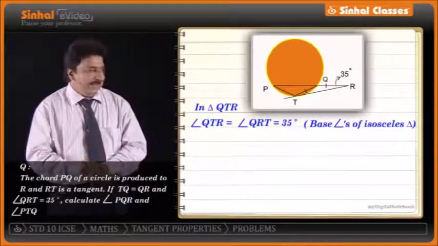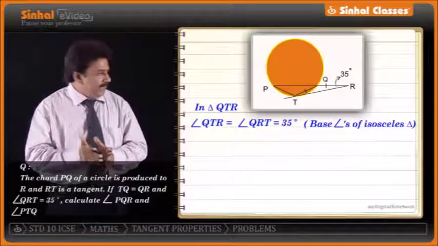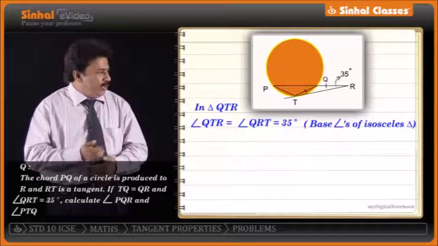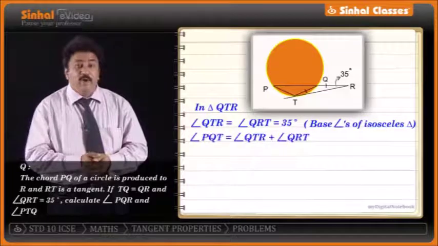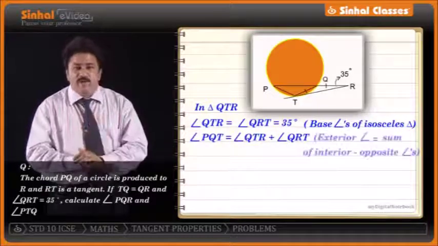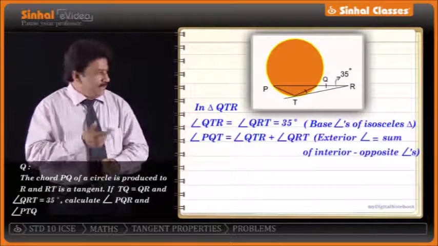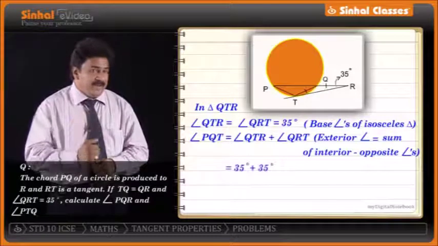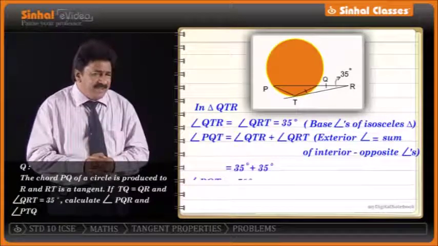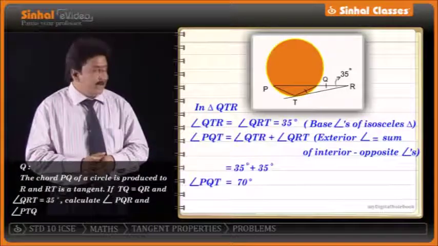Further down the line, what do we get? I can get angle PQT, that is nothing but equal to angle QTR plus angle QRT. What's the reason for this? Exterior angle is equal to what? Sum of interior opposite angles. Yes, that is 35 degree plus 35 degree, that gives me what? 70 degree. So what is 70 degree? Is nothing but a measurement of angle PQT.